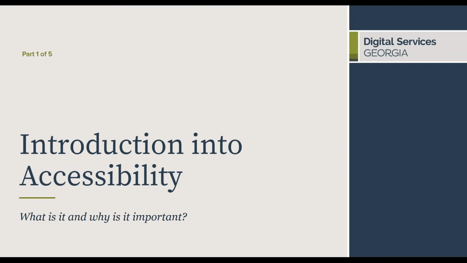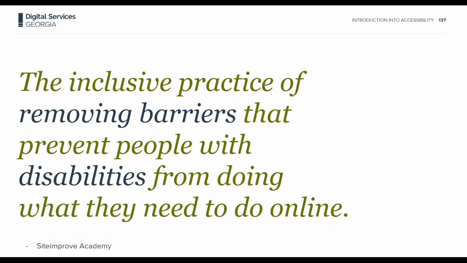All right, so what is accessibility and why is it so important? Accessibility is about making the world around us easier for everyone to enjoy and participate in. Web accessibility is about applying those principles for making the world more accessible to the internet. So Siteimprove Academy refers to web accessibility as the inclusive practice of removing barriers that prevent people with disabilities from doing what they need to do online. So every Georgian deserves equal access to their government.